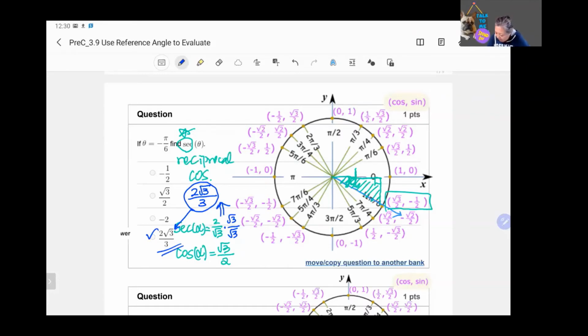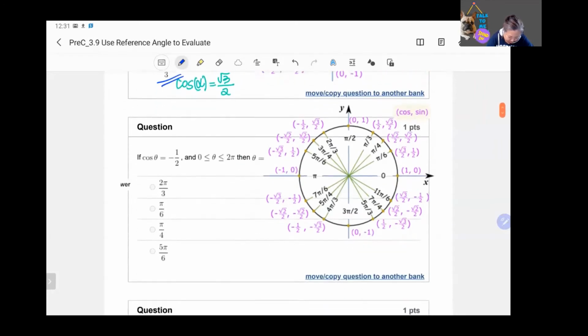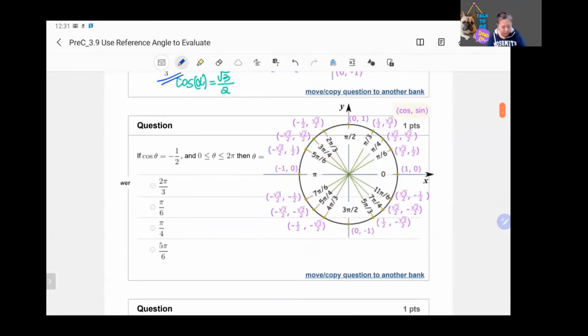So remember, if you don't see the direct answer choice, then examine if you can rationalize to find the answer choice there. This is really important, okay? Are we all good? Okay, then let's move on. Okay, let's see what's next.